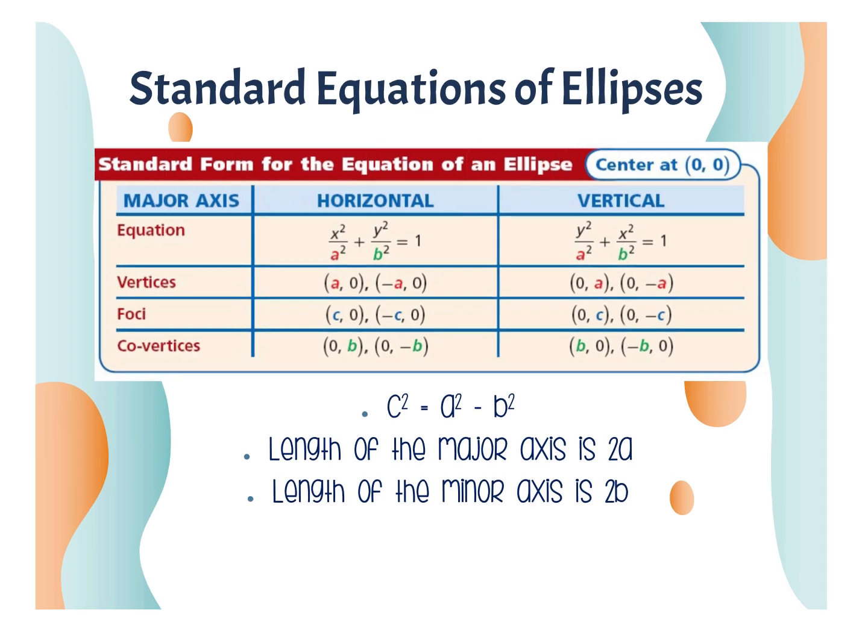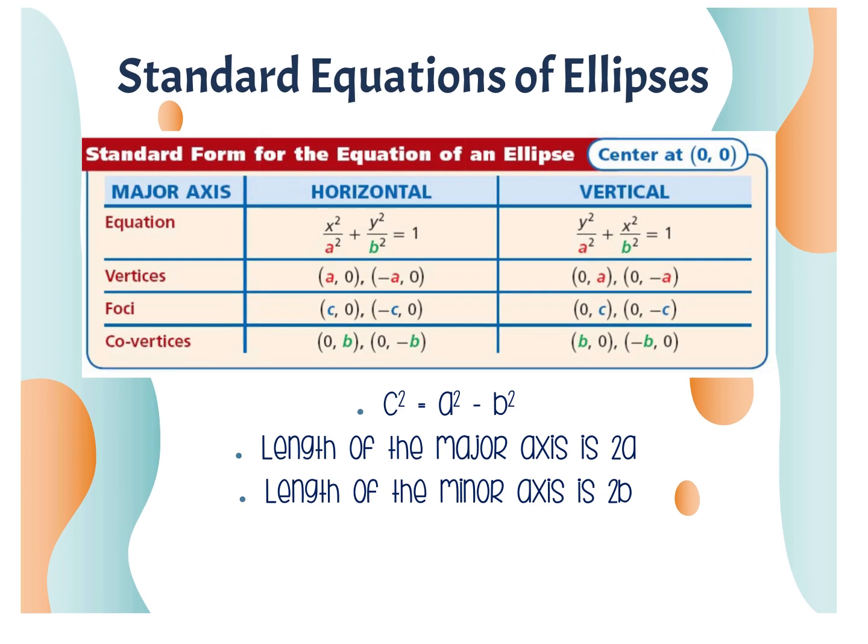So here's our standard equations of an ellipse when our center is at 0, 0. Similar to what we did with parabolas, we had equations when our vertex was at 0, 0, and then we also had formulas when our vertex moved off of 0, 0, and we had h and k. So these are going to be when our center is 0, 0.